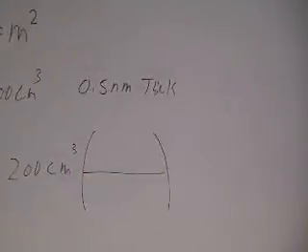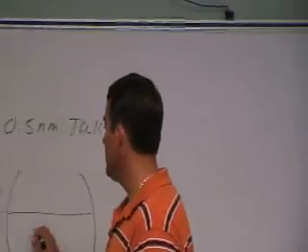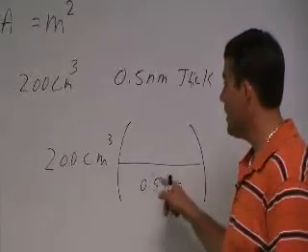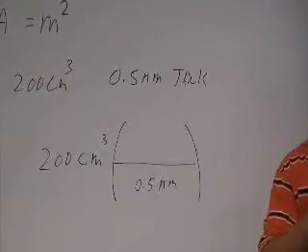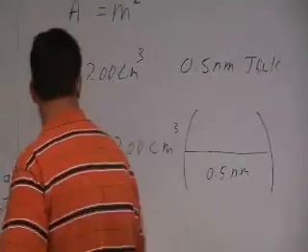What are we going to do? Well, if we can divide that by a thickness, we will get an area. So can we just put 0.5 nanometers here? No. You see how nanometer and centimeter, that ain't going to go. So again, it's the problem of unit consistency.